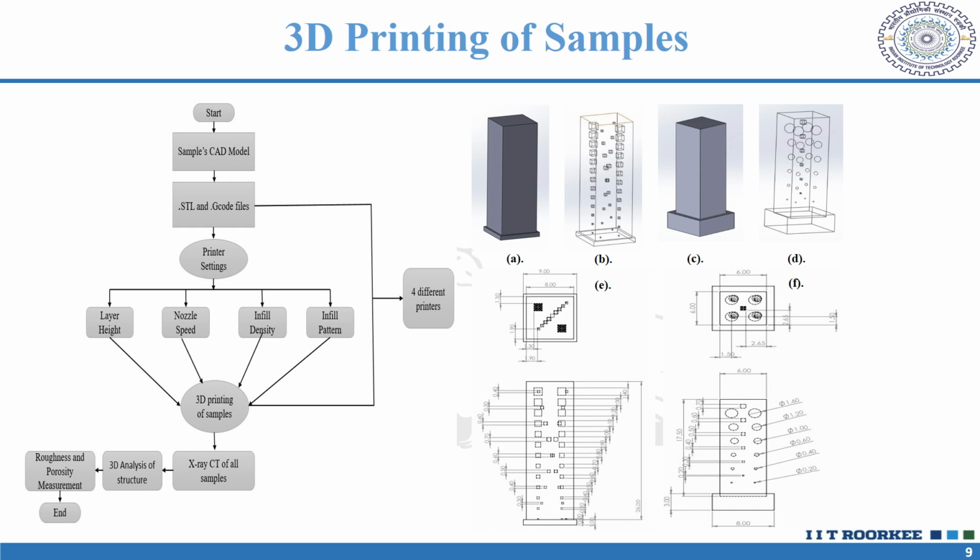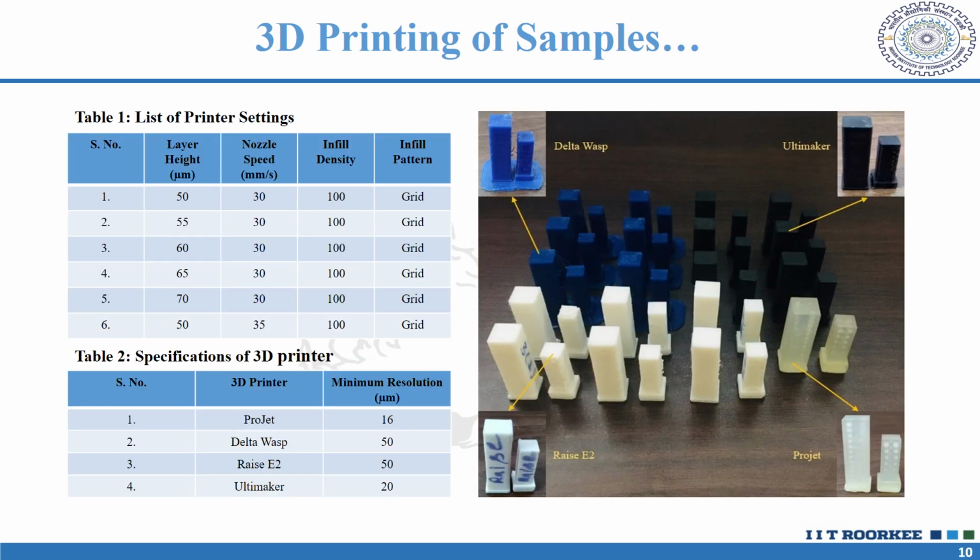We did the printer settings such that we varied layer height, nozzle speed, infill density, and infill pattern. And then we printed from four different 3D printers, and after that we did X-ray CT, we did 3D analysis, determined roughness and porosity, and checked the quality. So showing is the different 3D printed samples from four different 3D printers.